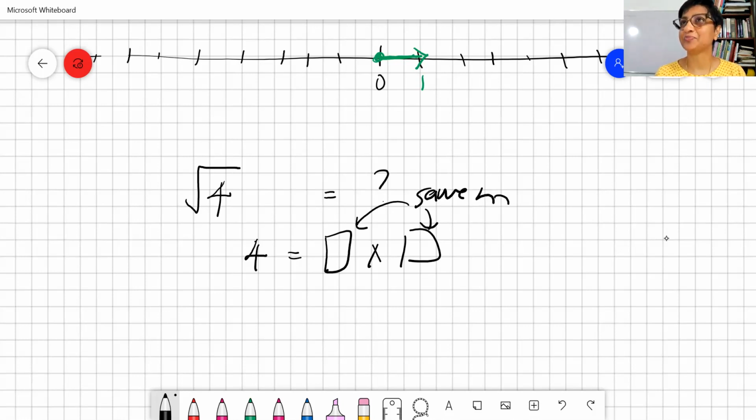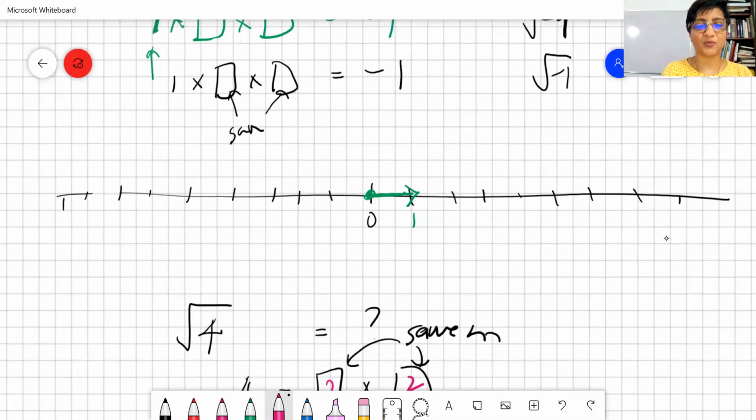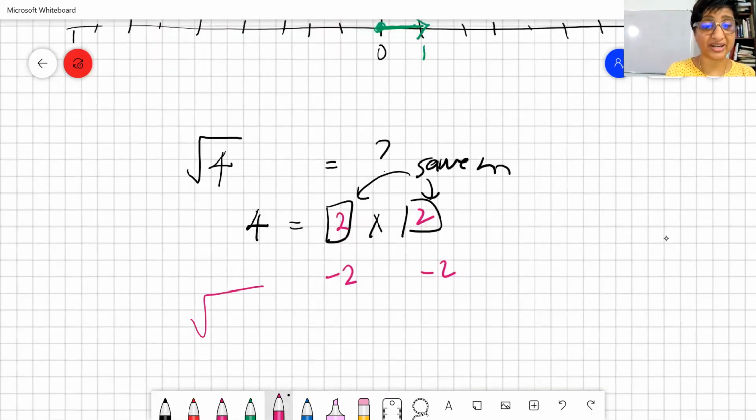Candidates are there. 2 and minus 2. 2 times 2 fits in. Minus 2 times minus 2 fits in. That's why the square root of 4 is 2 and minus 2. Right? So similarly, now we are trying to find square root of a negative number. So I took -9 as an example.